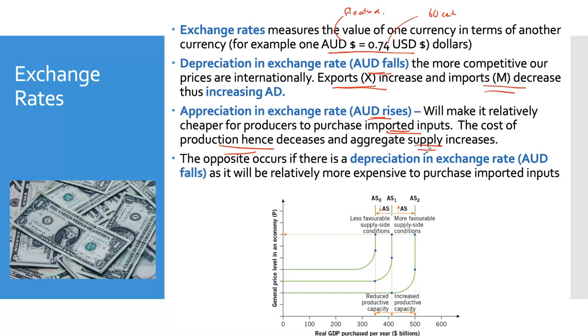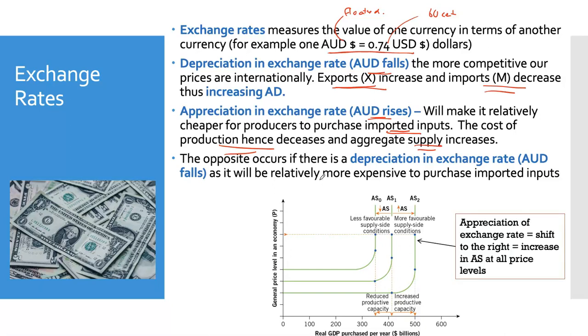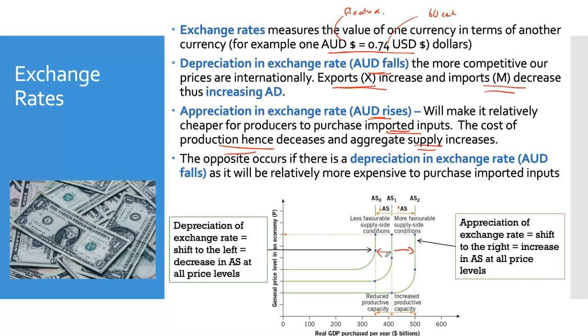So to repeat that, if our Australian dollar rises, we have an appreciation. Our suppliers who often need to get inputs from overseas will be able to buy them cheaper, making their cost of production cheaper, and their aggregate supply will hence go up. Of course, if we have a depreciation of exchange rates, our Australian dollar falls, the goods that suppliers are trying to buy as part of their production process will become more expensive, leading to a decrease in aggregate supply, or a shift to the left. So an appreciation in the exchange rate will result in a shift to the right. A depreciation of the exchange rate will result in a shift to the left.